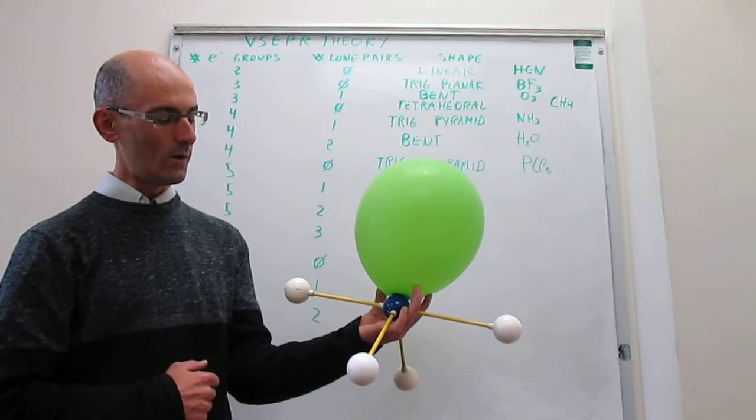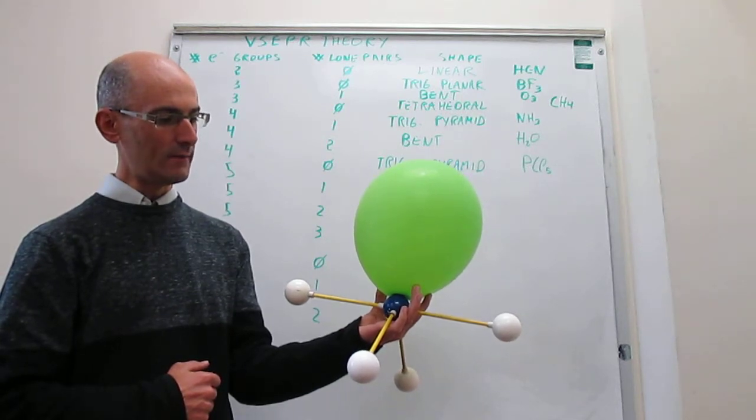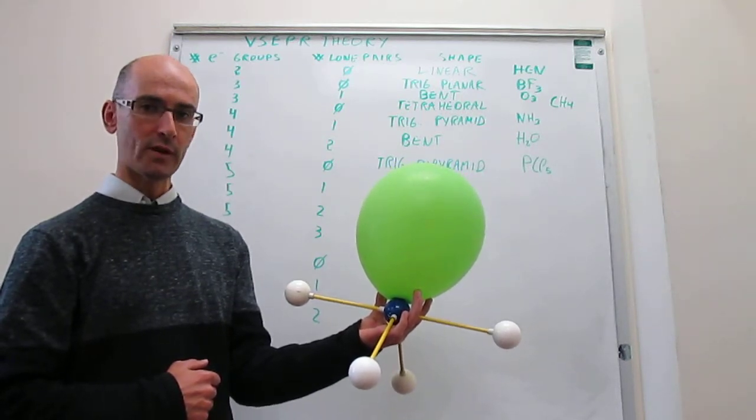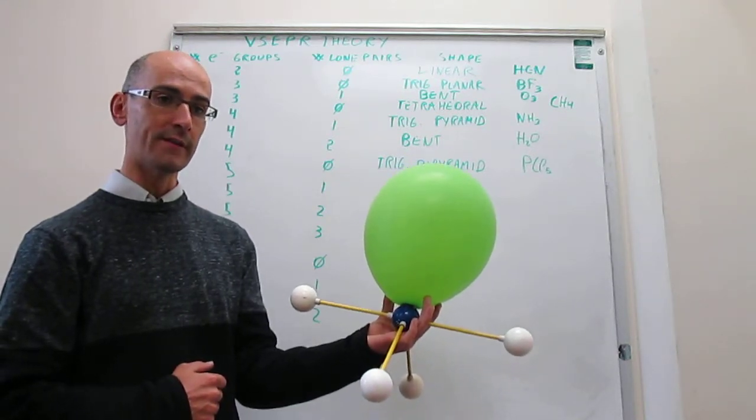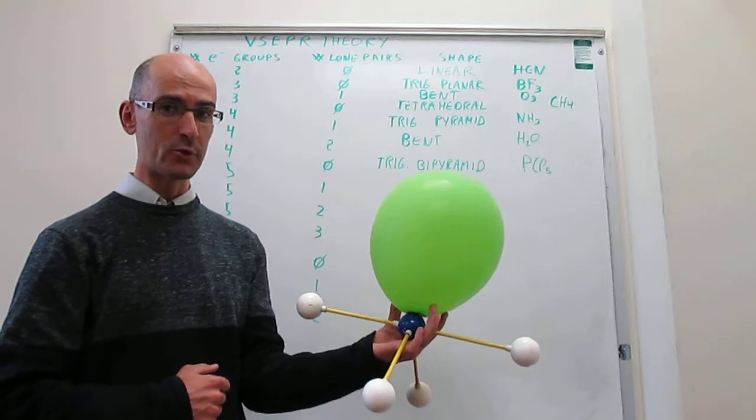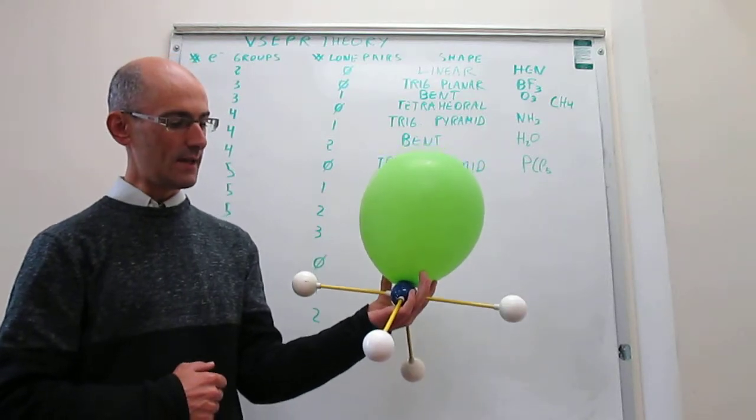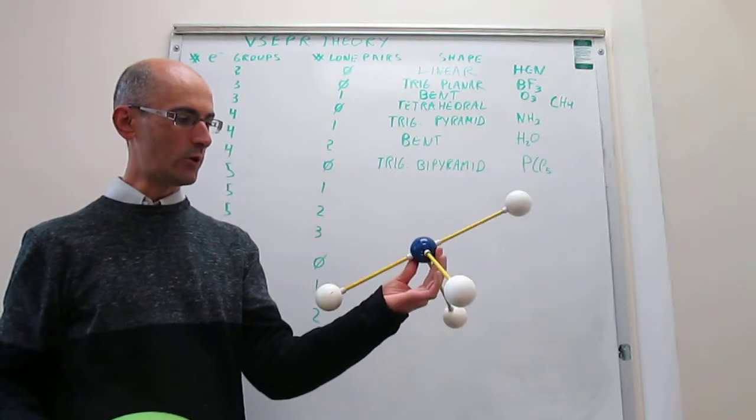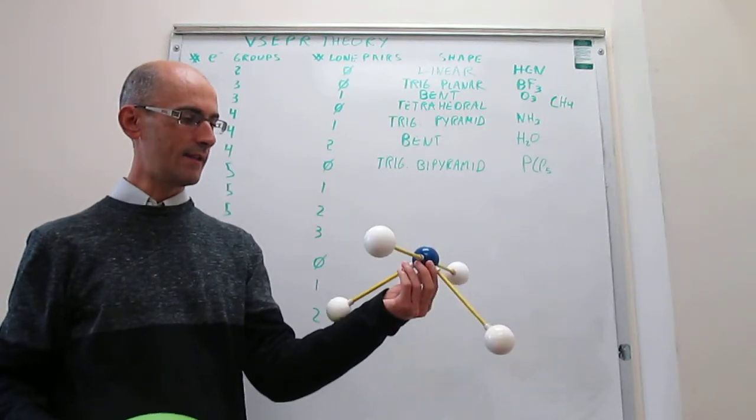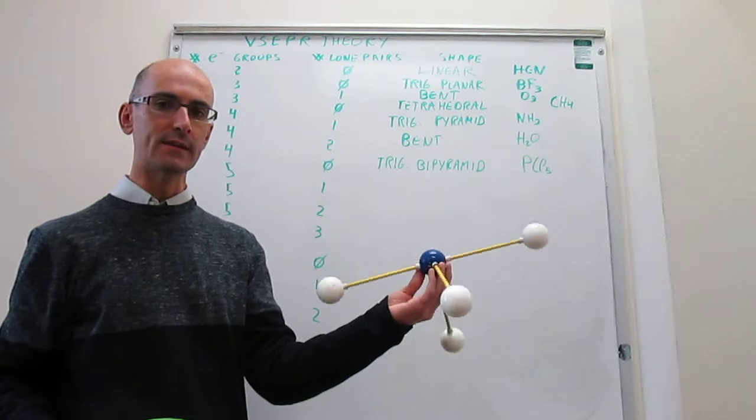Okay, so when you go from a trigonal bipyramid and replace one of the bonds with a lone pair, the location of the lone pair that minimizes repulsion would be an equatorial location, and that means that now if we examine what the shape of the molecule would be, this is what we call a seesaw. Okay, that is the shape that remains in the molecule.